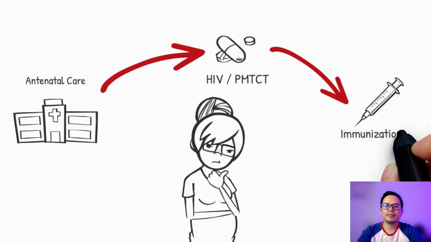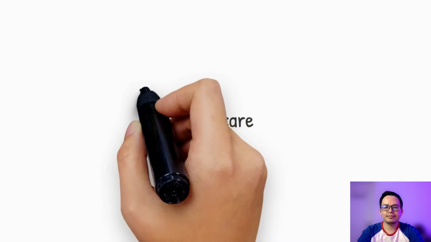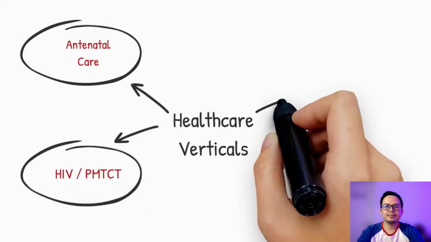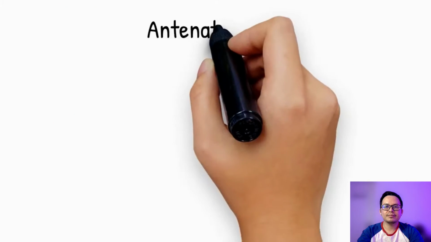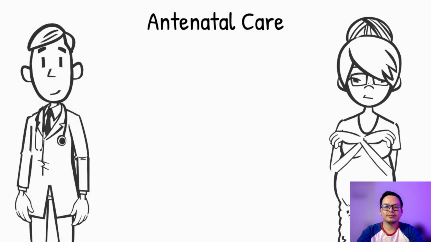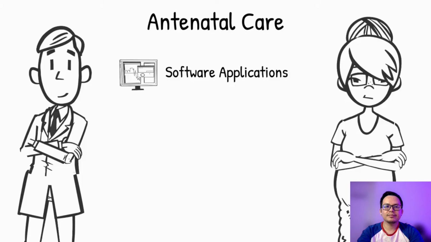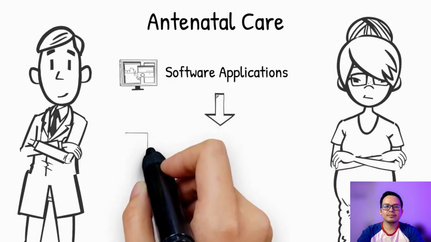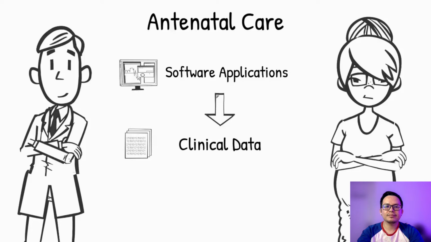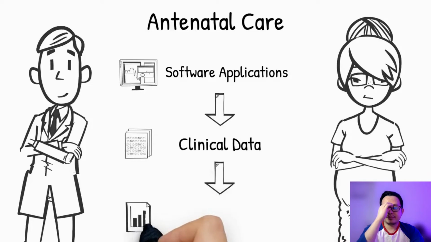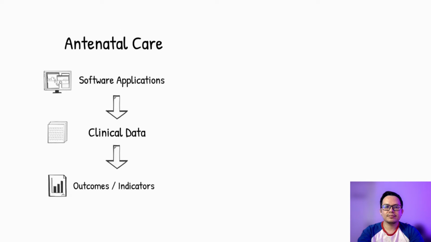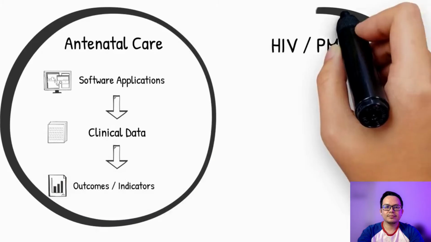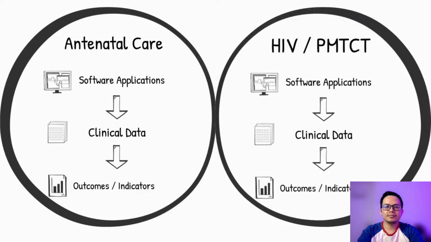Let's continue. And even immunization clinics. Each one of these functions is what we call a healthcare vertical. These are typically divided along disease vectors or care paths. Each vertical typically has its own staff, its own software applications, and its own clinical data, which these software applications track. This data is then used to derive indicators and inform outcomes for that particular program vertical. Problem is, each vertical has its own series of software, data, and outcomes, and these are typically different from other verticals.